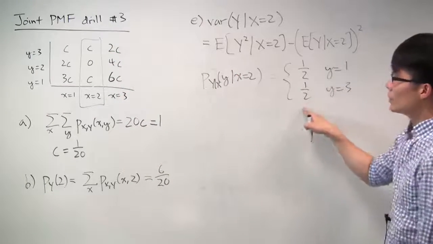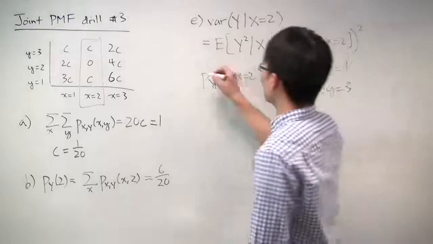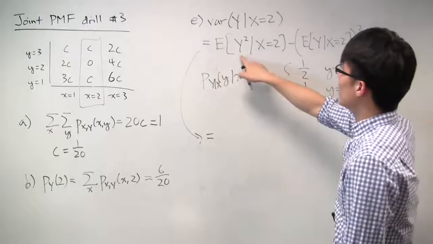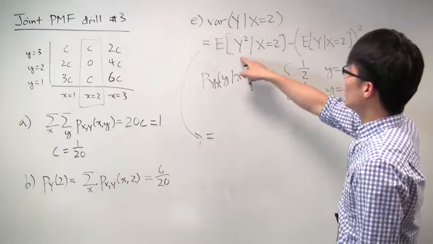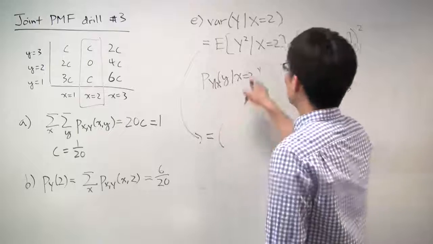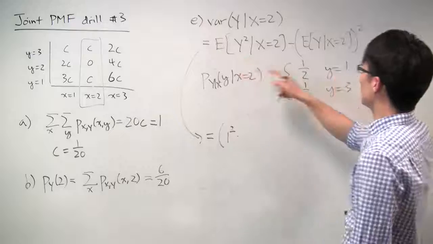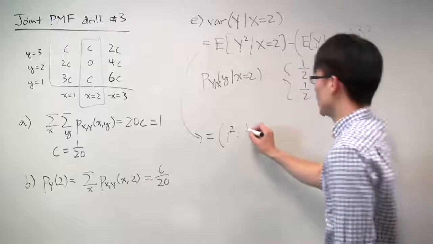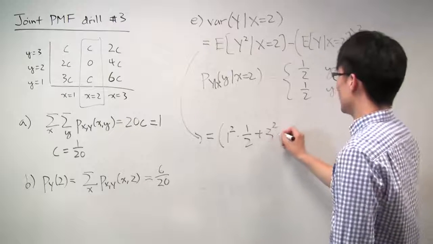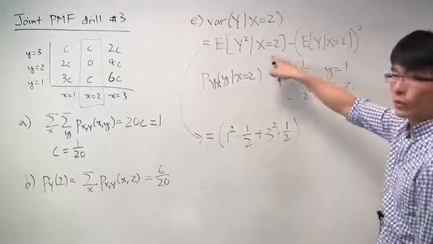We have this conditional PMF of y now, and we can use it to calculate these two terms. For the first term, we take y squared and apply it to this expectation. For y equals 1, it's 1 squared times the probability that y equals 1 given x equals 2, which is 1/2, plus y can also be 3. You square that and multiply by the probability that it's equal to 3. That's the first term.